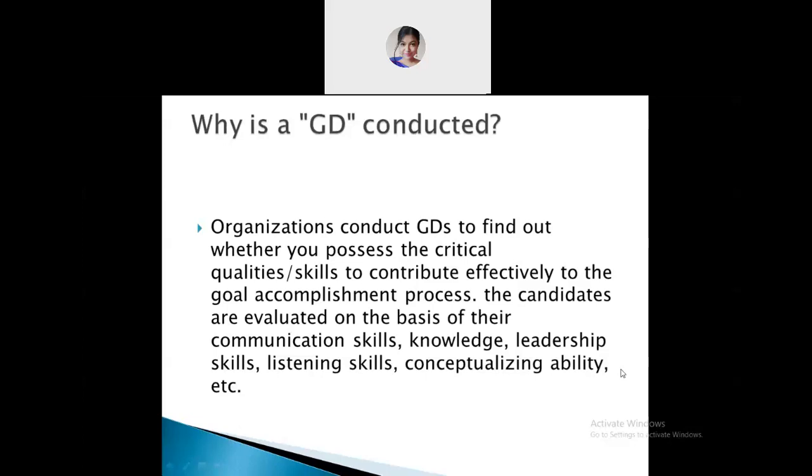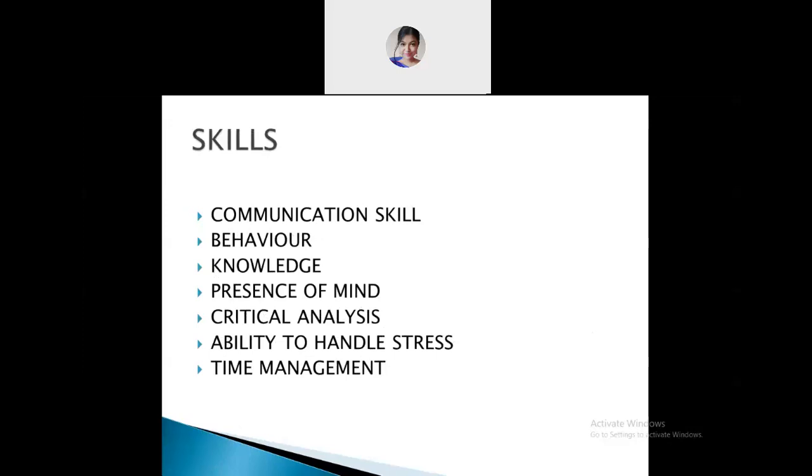Now this round is conducted specifically to find out whether the candidate has good communication skills or not, whether the candidate has good listening skills or not, whether the candidate is able to manage time and manage stress or not. So the candidates are evaluated on the basis of various skills. The purpose of conducting a GD is to evaluate the candidates on the basis of various skills. And let us see what these skills are.